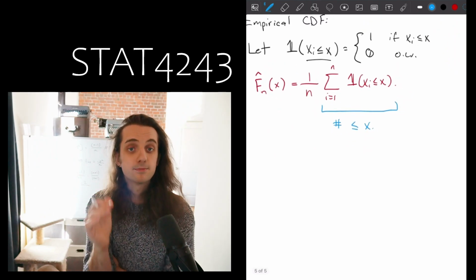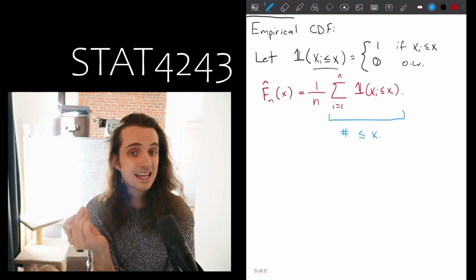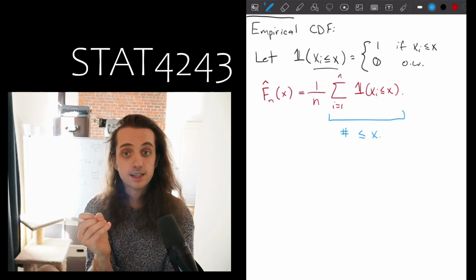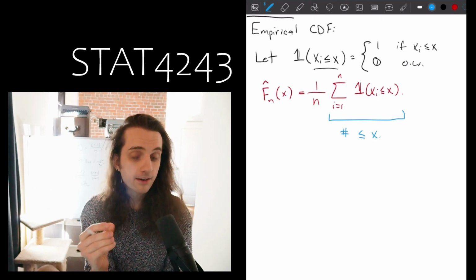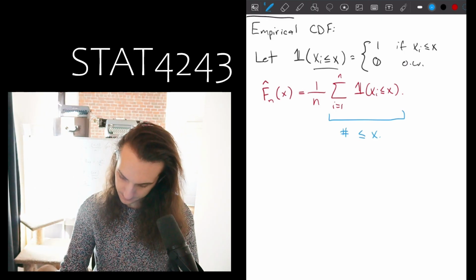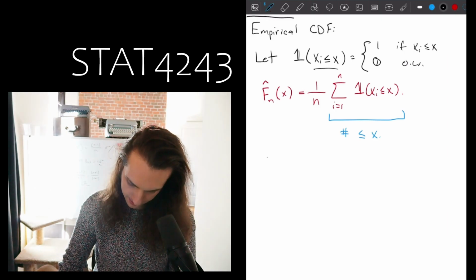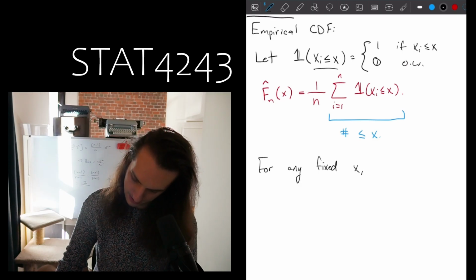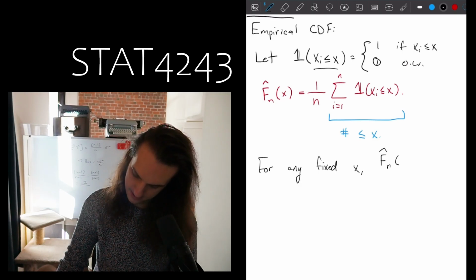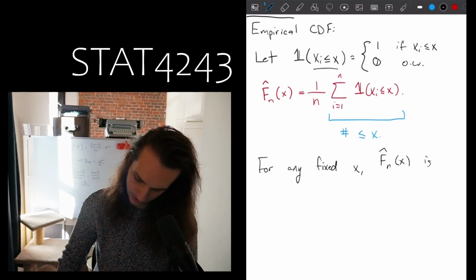And one of the nice things about writing it out in this notation is that we can see that the empirical CDF here is going to be a sample average, right? So for any fixed x, F hat n is a sample average, right?